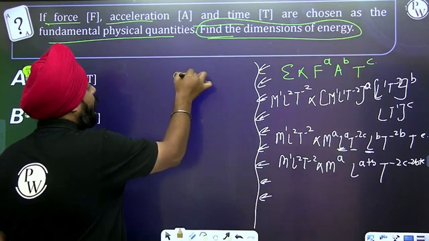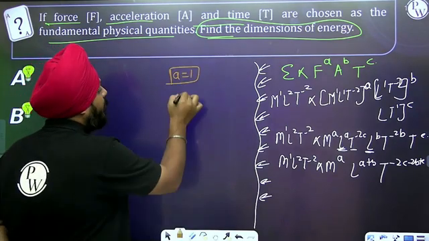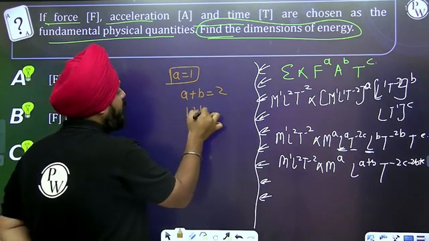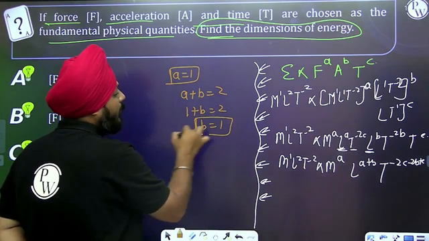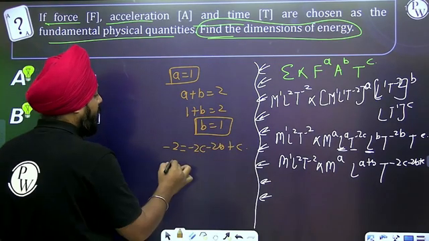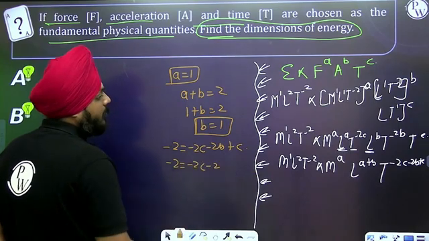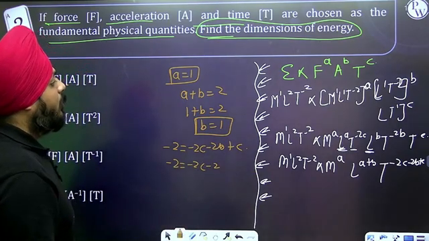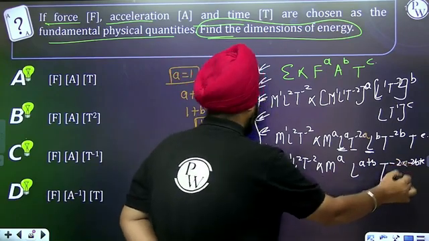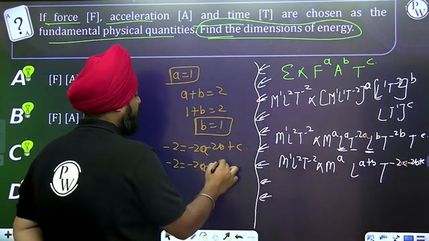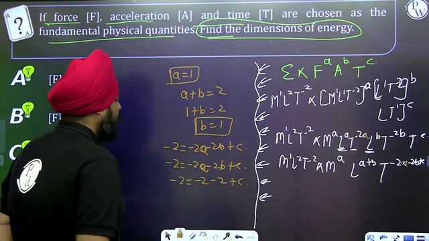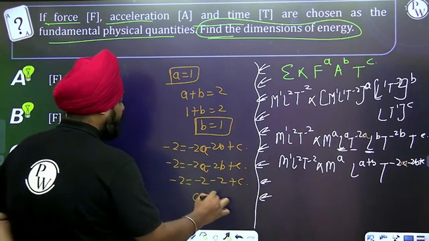Comparing the terms of M, we get the value of a as 1. Comparing the terms of L, a plus b is equal to 2, so 1 plus b is equal to 2, and b is also 1. Comparing the terms of T, -2 is equal to -2a - 2b + c, that is -2 = -2 - 2 + c, so c is going to be 2.